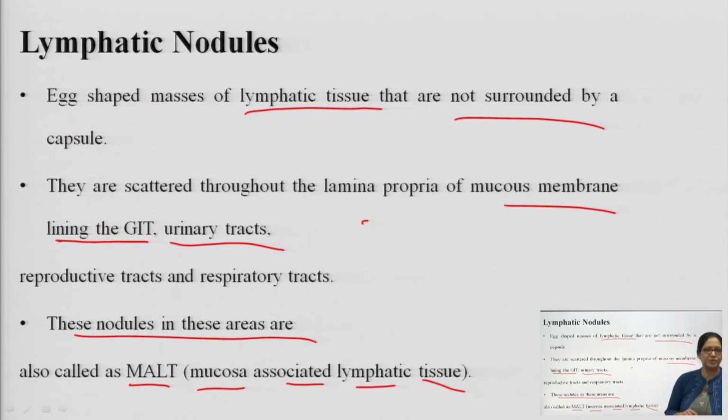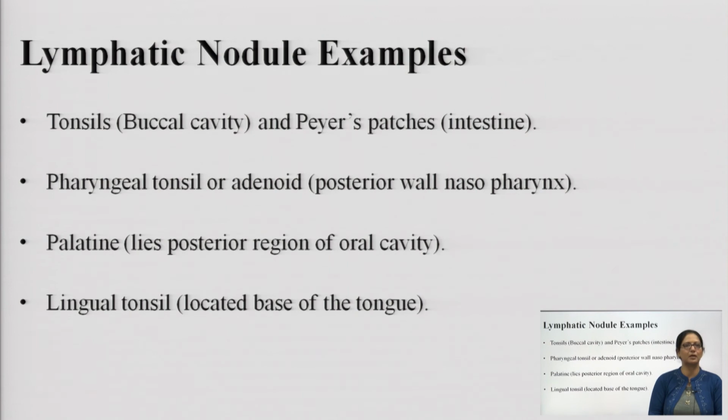So mucosa associated lymphatic tissue, or MALT, is a group of lymphatic nodules, and they are present in your whole body. These are lymphatic cells, and they have features especially to balance the immunity. They have a main feature like phagocytosis, to engulf foreign particles and protect the organ from the foreign particle or the antigen. This is the main feature of those nodules, which are also called MALT.